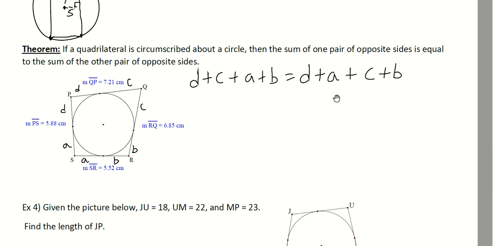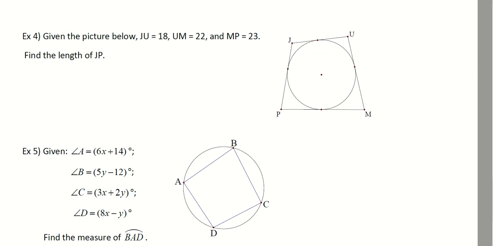We have one D, we have one A on either side, I should say. We have one C on either side, we have one B on either side. So there you go. If a quadrilateral is circumscribed about a circle, then the sum of one pair of opposite sides is equal to the sum of the other pair of opposite sides. Try example 4 on your own.